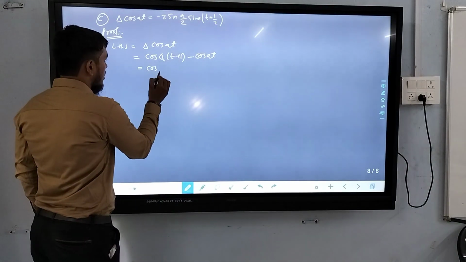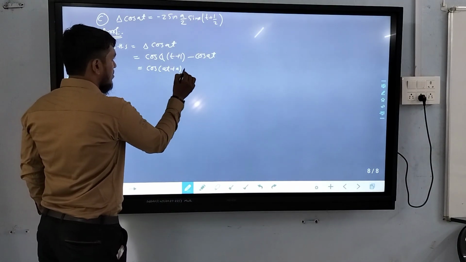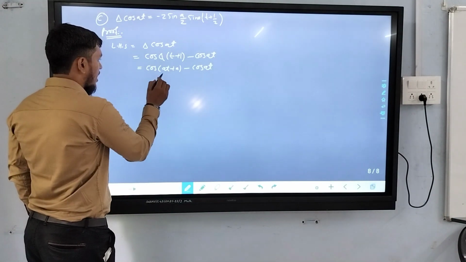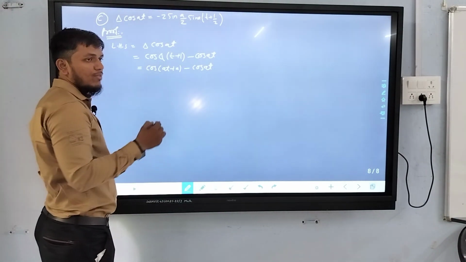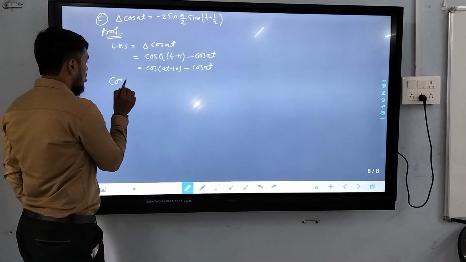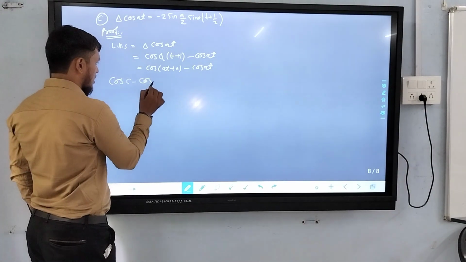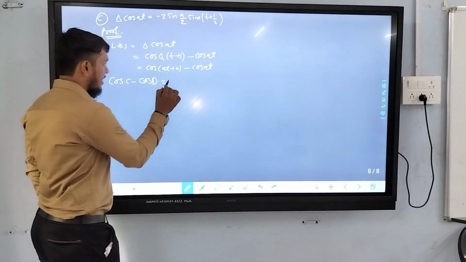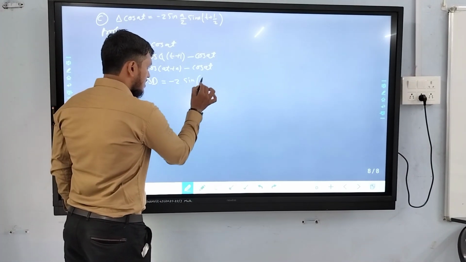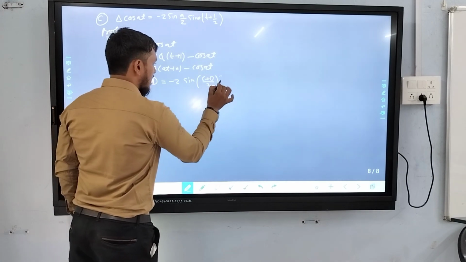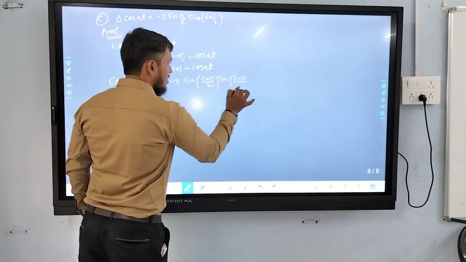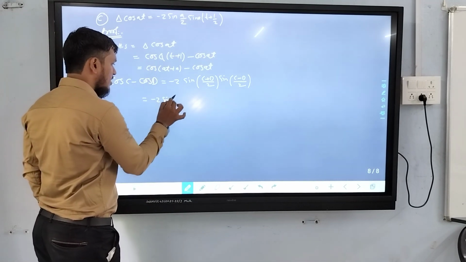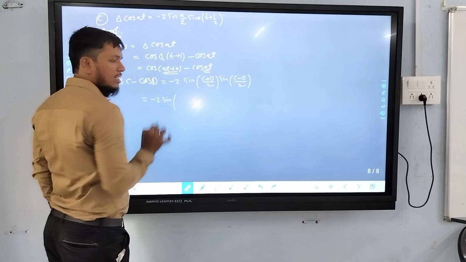So cos(at + a) minus cos(at). Here we use another important formula of trigonometry, which is cos c minus cos d. What is the value of this? Minus 2 sin((c + d)/2) sin((c − d)/2). So use here minus 2 sin, this is our c and this is d.